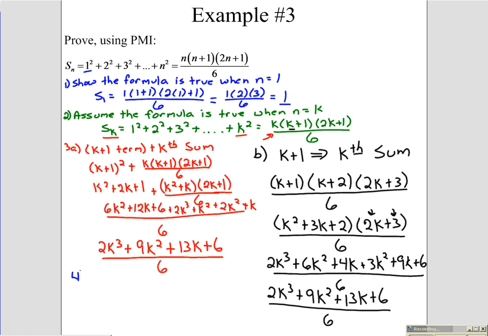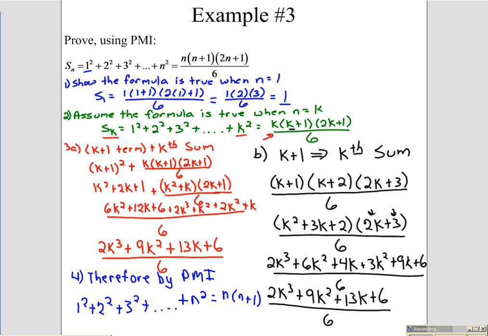Therefore, our last step: therefore, by the principle of mathematical induction, 1 squared plus 2 squared plus 3 squared plus up to n squared does equal n times n plus 1 times 2n plus 1 all over 6.